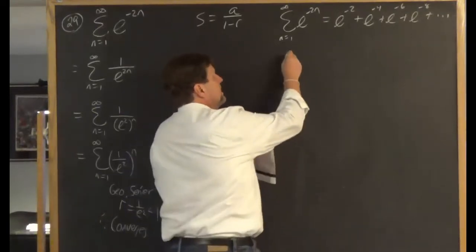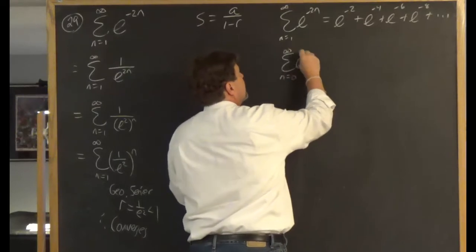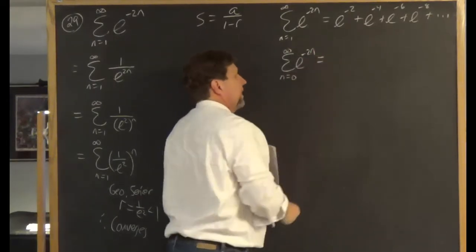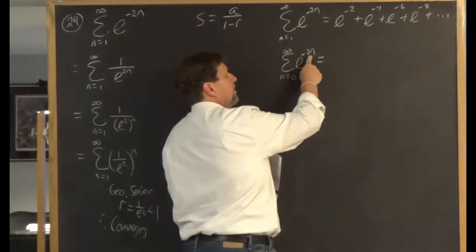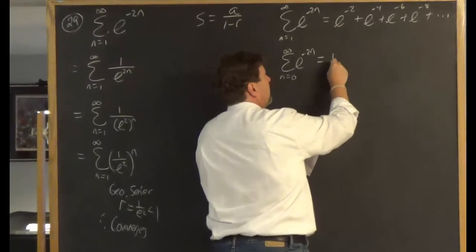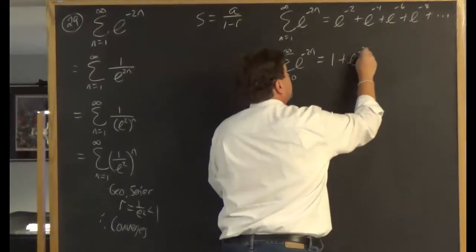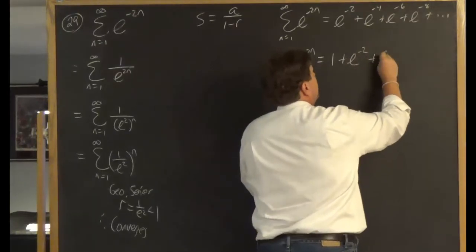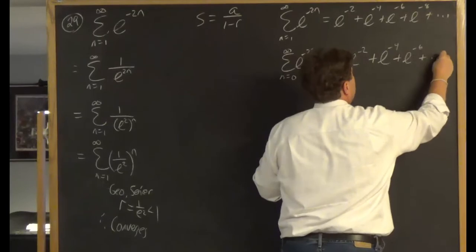Now, what is the series if we start at 0? If we start at 0, the first term is, you put 0 in, the exponent is 0, and e to the 0 is 1. Then, when n is 1, we'd have e to the negative 2nd. And then we'd have e to the negative 4th, e to the negative 6, plus and so on.